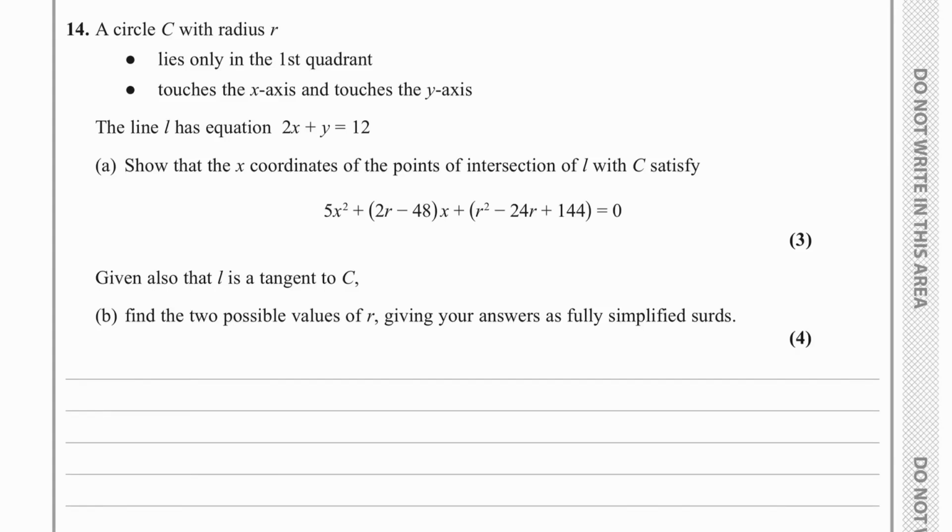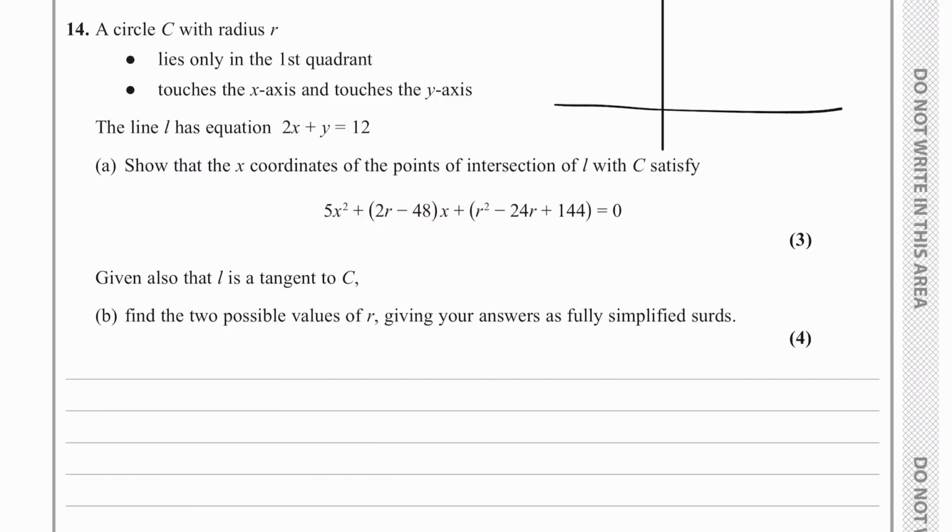In this question, we're told that a circle with radius r lies only in the first quadrant and touches the x-axis and touches the y-axis, and that the line L has the equation 2x plus y equals 12. We need to show that the x-coordinates of a point of intersection of L with C satisfy this equation. So we need to sketch a diagram of our circle and the line.